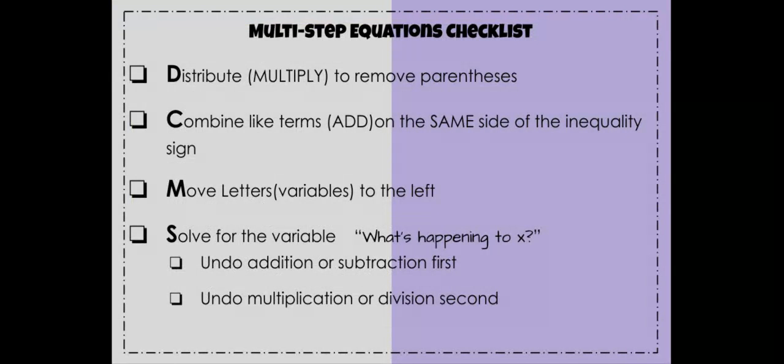So remember, DCMS stands for distribute to remove parentheses, combine like terms on the same side of the inequality, move your letters left if they are on both sides, and then solve for the variable, and always ask what's happening to x.